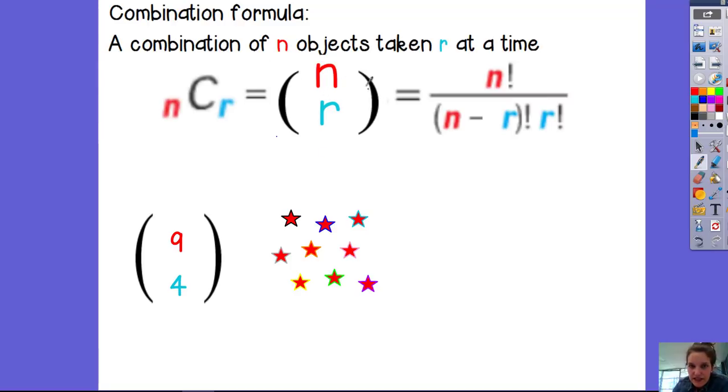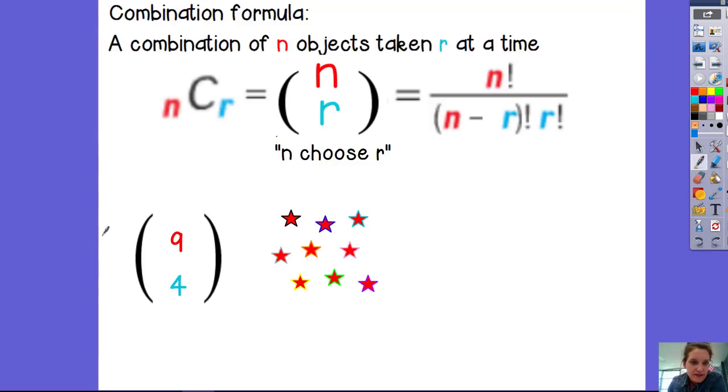It's like a parentheses. The number on top is the total, and the number on the bottom is the number that you're choosing each time you make a selection. So this is read as n choose r. And the formula is, in the numerator, n factorial over the difference between n and r. So you'd subtract r from n, n minus r, that number factorial, times r factorial.